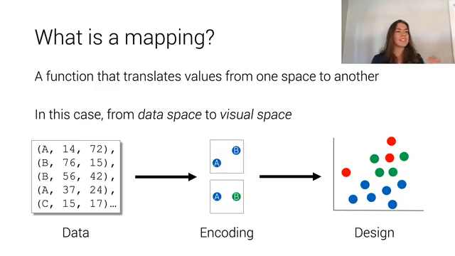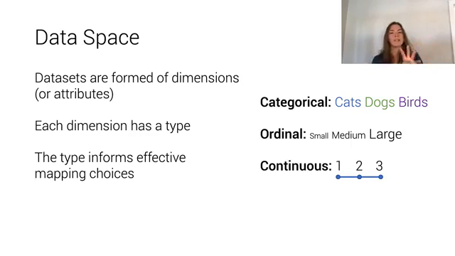How do we get from the raw data in our database or a table or a CSV to some sort of meaningful visual representation that underlies our basic visualization design? Part of understanding this mapping process is understanding how we think about data abstractly. And while many of the courses in this program will spend a lot of time thinking about the ways that we schematize and abstract data, in practice for this course, the way I want you to think about data space is that data sets are formed of a series of dimensions, or you might also hear me refer to these as attributes. And each of these dimensions has a type.